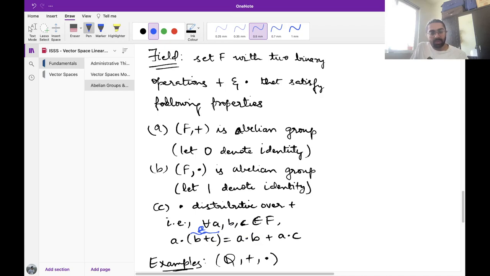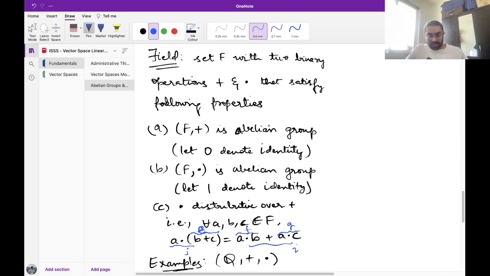Same thing I'm doing here. So I'm saying first I'll do a dot b. a dot b will also belong to F. Let's say I'll call it some small f element, right? a dot c will also belong to F. Let me call this some g. And then I'm doing the plus operation on these two elements in F. Let's call this result some i, and a dot e to be some j. So I'm saying that this j has to be equal to i for any a, b, c which belong to F. If I take any of the elements in F, this should be true. That is the idea.